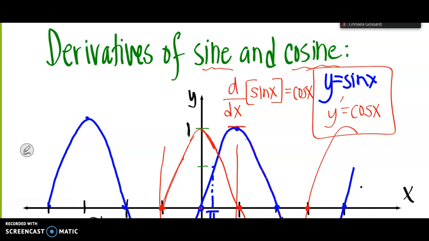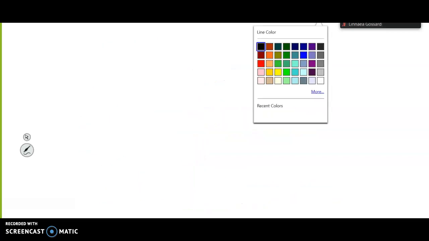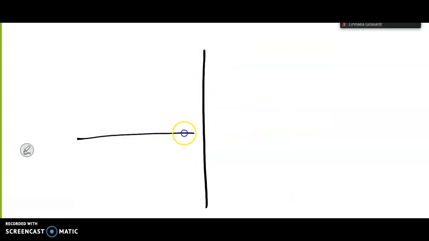So then let's look at what the derivative of cosine is. It's going to show you though. If I draw the cosine curve, cosine starts where? At 1.